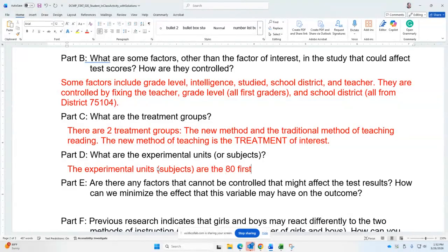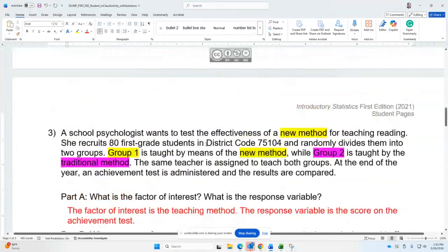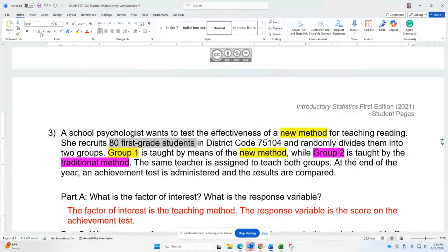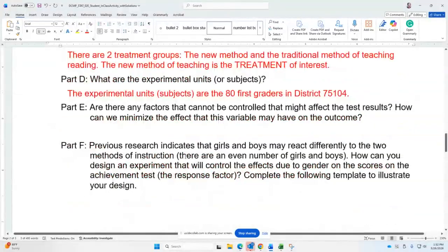are the 81st graders in District 75104. I didn't read the question carefully. So she recruits 81st grade students in district code. So this is our units, our subjects, 81st graders.